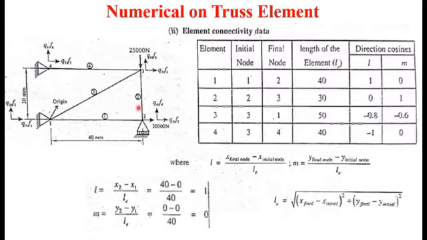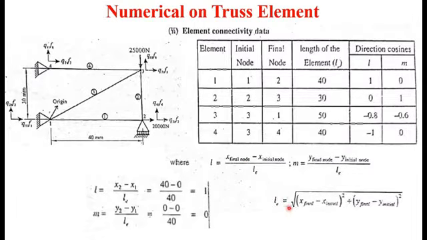For the second element, the initial node is 2 and the final node is 3. For the third element, the initial node is 3 and the final node is 1. Similarly for the fourth element, the initial and final nodes are 3 and 4. We have already calculated the length of each element, or again we can calculate the length of the element by using this formula.